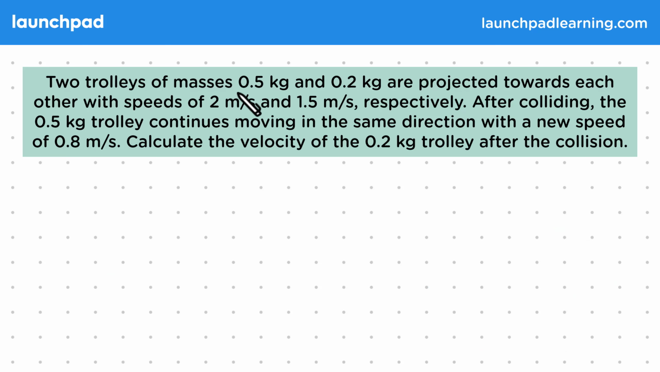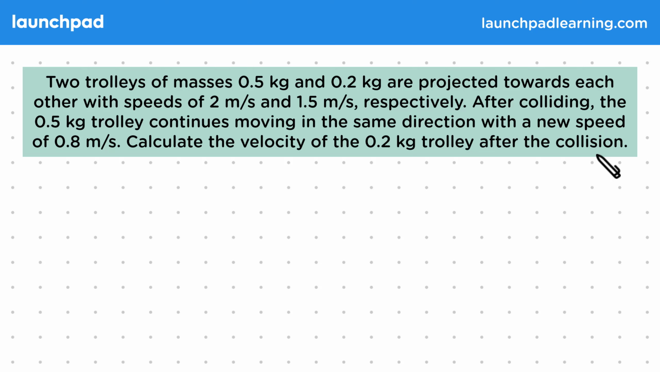Two trolleys of masses 0.5 kilograms and 0.2 kilograms are projected towards each other with speeds of 2 meters per second and 1.5 meters per second respectively. After colliding, the 0.5 kilogram trolley continues moving in the same direction with a new speed of 0.8 meters per second. Calculate the velocity of the 0.2 kilogram trolley after the collision.